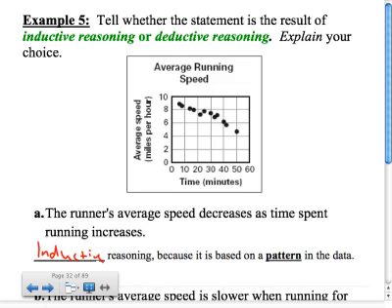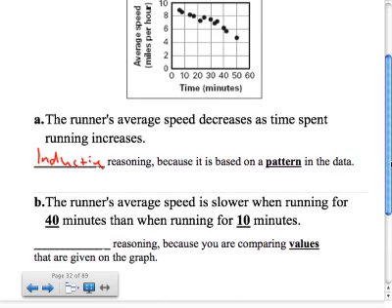The runner's average speed is slower when running for 40 minutes than when running for 10 minutes. So if I look at 40 minutes, here's the average speed. At 10 minutes, here's the average speed. Now, this is not a pattern. This is a fact. These are values that we know are true. So it's deductive because we're comparing values.